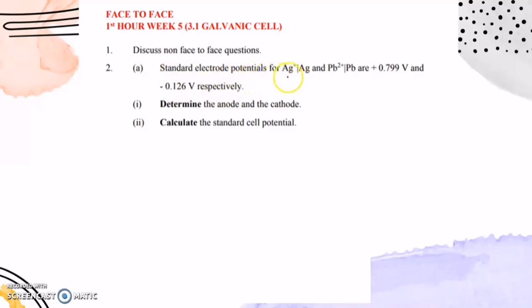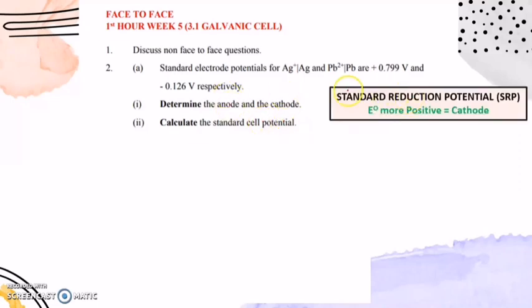Standard electrode potential for Ag+|Ag and Pb2+|Pb are positive 0.799 volt and negative 0.126 volt respectively. Determine the anode and the cathode and calculate the standard cell potential. This is the idea to determine which one will be your anode and which one will be your cathode.